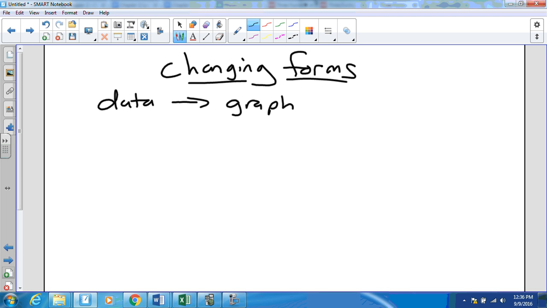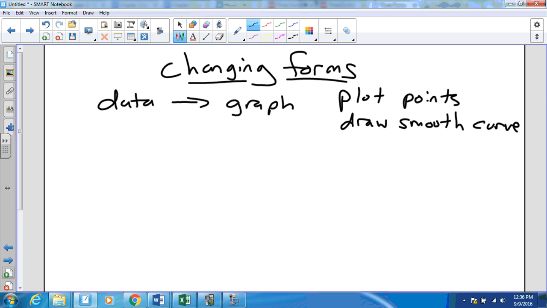And then you draw a smooth curve between them. Or you draw a best fit line. Have you guys done best fit lines in chemistry? You know what I'm talking about? Did them in algebra 2. Okay. We're going to do it again for your labs.